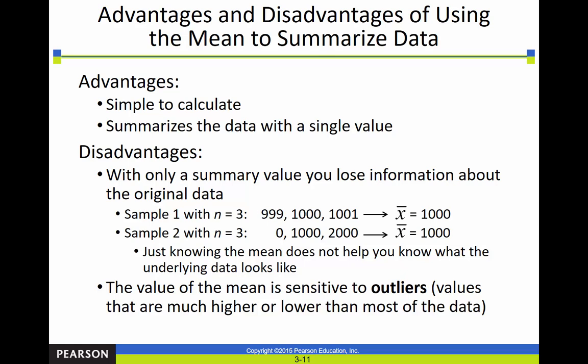If we have extreme outliers, like in these two samples, it can look like in sample 1, the data is very close to each other. In sample 2, we have a really high number, a really low number, and one in the middle. And it looks like it's the same data set when you just look at the X bar or the mean.